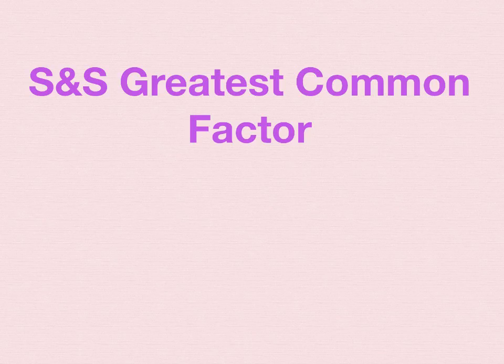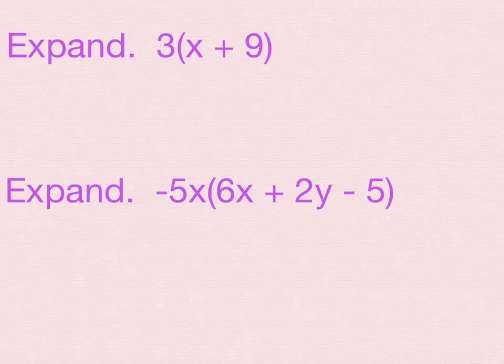Short and sweet, greatest common factor. You know how to use the distributive property, which is expanding, taking something short and making it longer. So we know how to do 3 times x, and then we have to take everything in parentheses, so 3 times 9 will give us 27, so we've expanded. Down here with the trinomial inside, same idea.